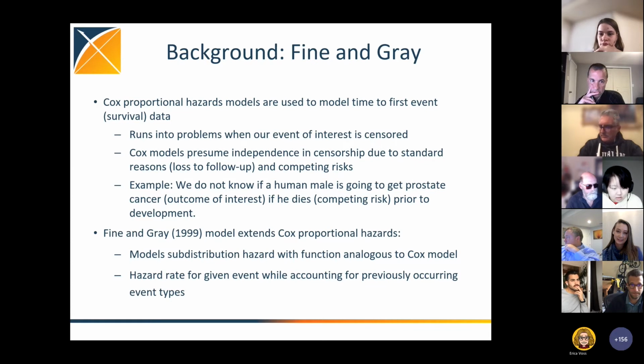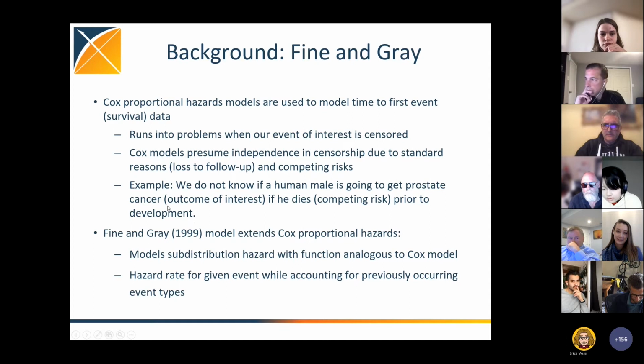The problem with Cox models is that they presume independence in censorship. So a patient who died is handled the same way as a patient who got censored due to loss to follow-up or study termination, which are more standard reasons for censorship. And so we're losing a lot of outcome information.